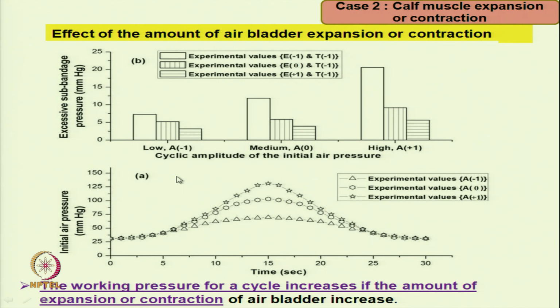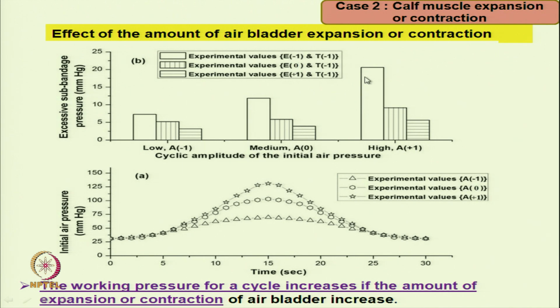Now, coming to the excessive sub-bandage pressure, that means the additional sub-bandage pressure here. Additional sub-bandage pressure is highest when the amount of air for bladder expansion is high. So, for higher muscle expansion, the excessive sub-bandage pressure rise is highest, and in case of low muscle expansion, the excessive sub-bandage pressure will be low.